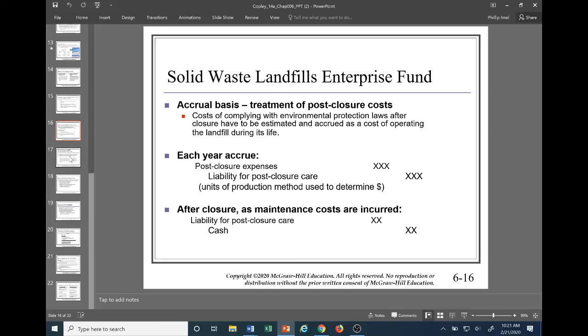So we'll debit post-closure expenses, obviously, because it's going to be a post-closure expense. We've incurred an expense. Remember, expenses are like assets; they're original debits. And liabilities are original credits, right? So we've set up the liability for post-closure care. So now in that period, we've incurred an expense and we've set the liability, right?